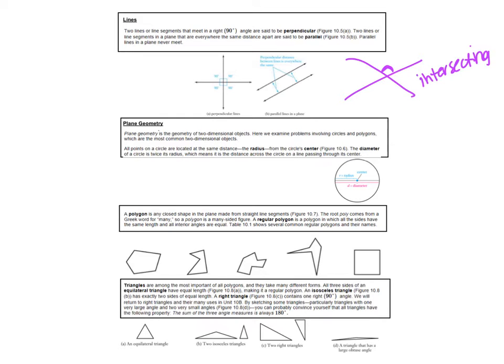Another 2D figure that we want to look at is a polygon. So a polygon, when we look at this, poly just means many. So we look at this to say, okay, well, a circle had no sides, right?